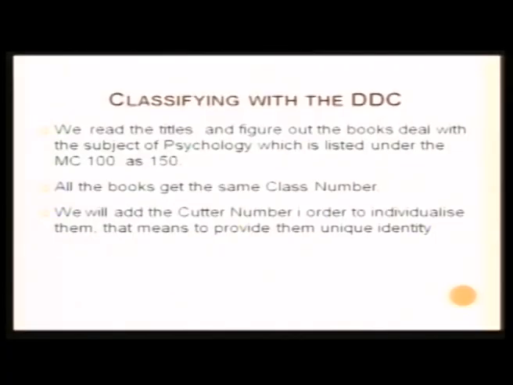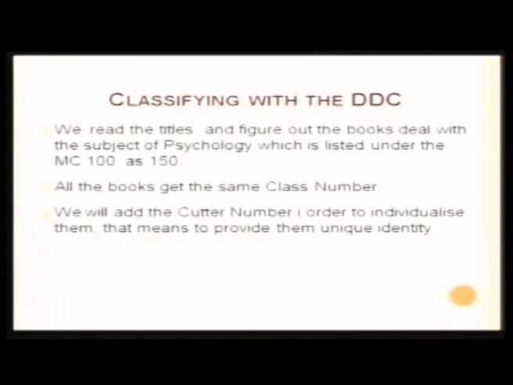We read titles and figure out the books deal with the subject of psychology. In the 3 examples which were listed on one of the slides, we read the titles and figure out the books deal with the subject of psychology, and as you see in the summaries, psychology is listed under the main class 100 as 150. All the books get the same class number.